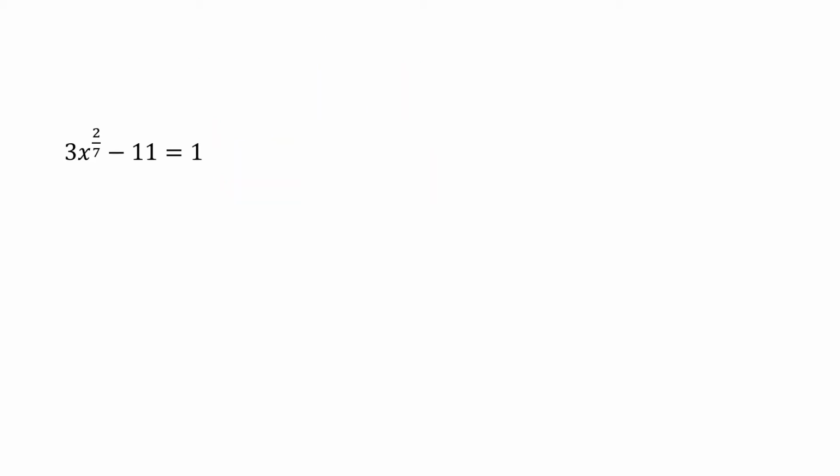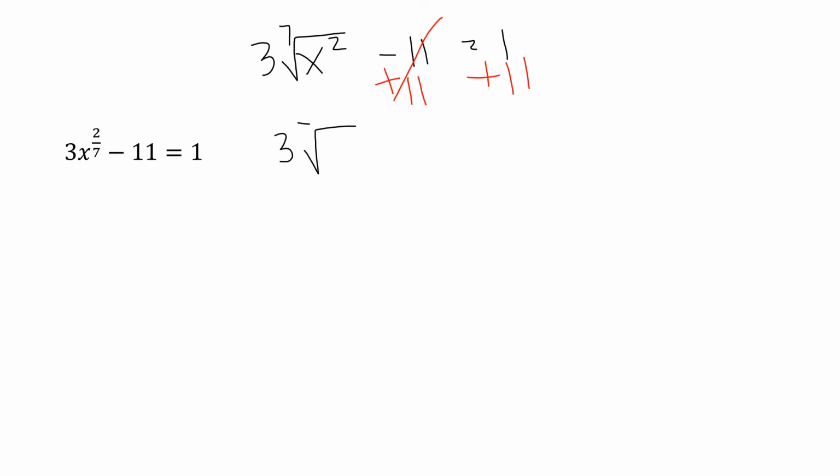All right, let's try another one. Same thing, I'm going to take this problem and rewrite it as a radical. So this would be 3 times the 7th root of x squared minus 11 equals 1. What we want to do here is get rid of one number at a time until the only thing left is just x. We're going to start with the number that's detached here. We're going to start by adding 11 to both sides, which brings us to 3 times the 7th root of x squared equals 12.